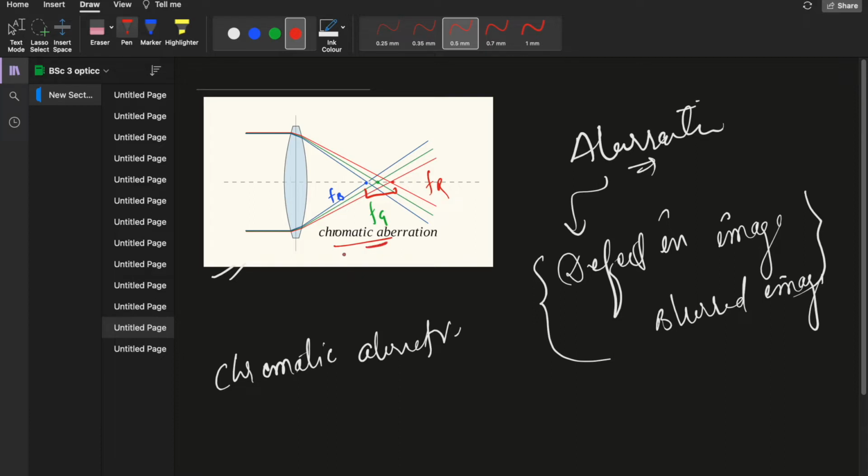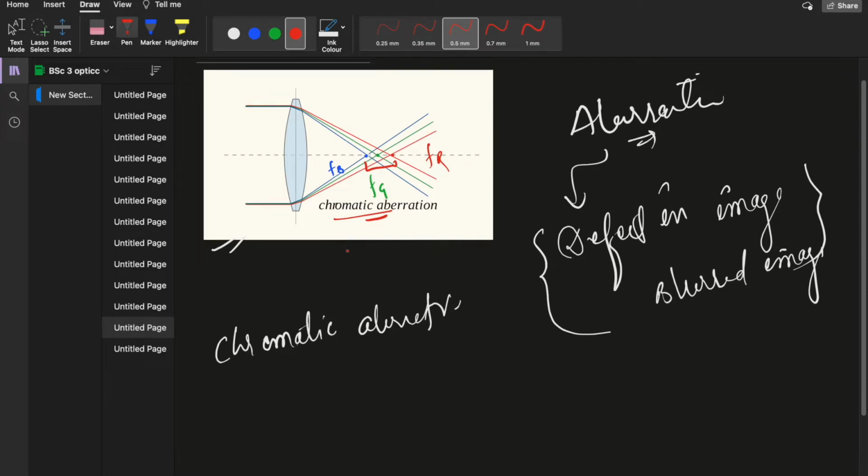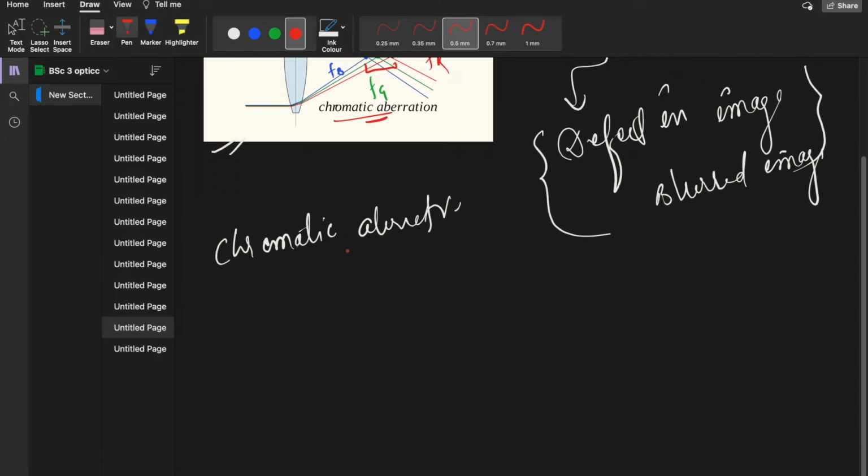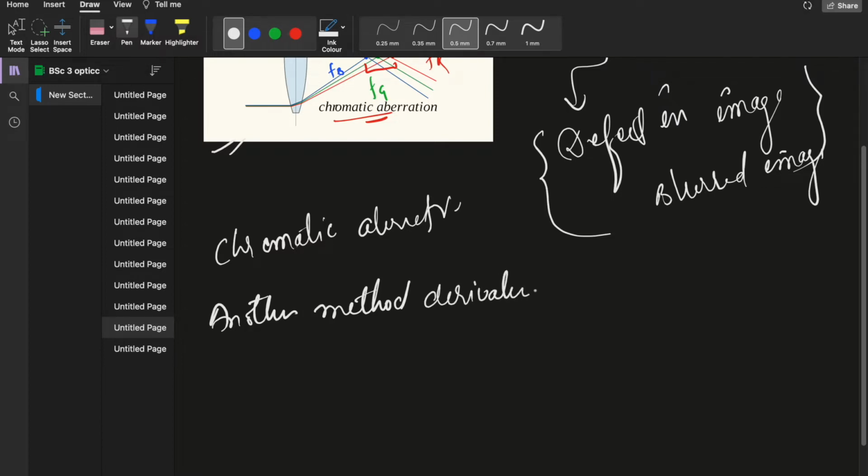We have derived chromatic aberration. So there is another method. We will see another approach, another method for the derivation of chromatic aberration.